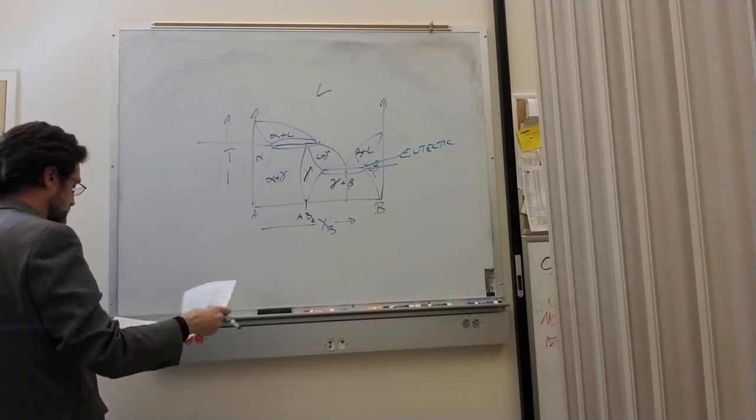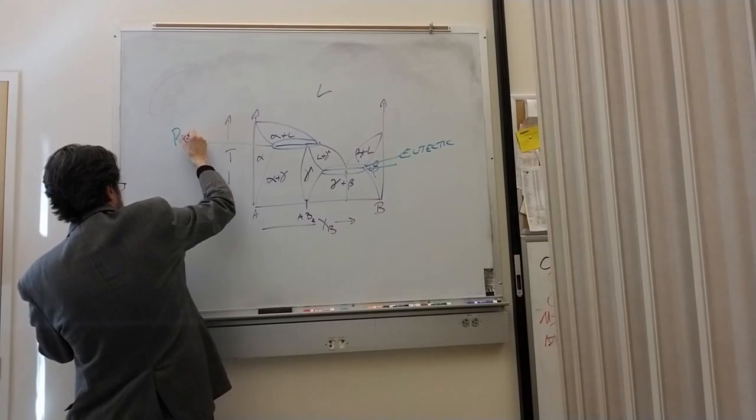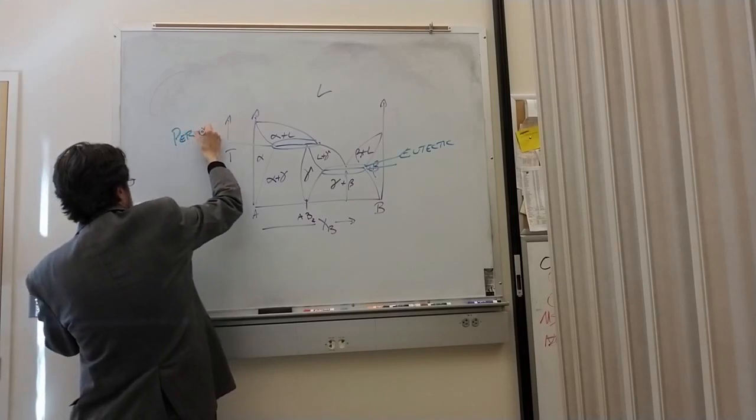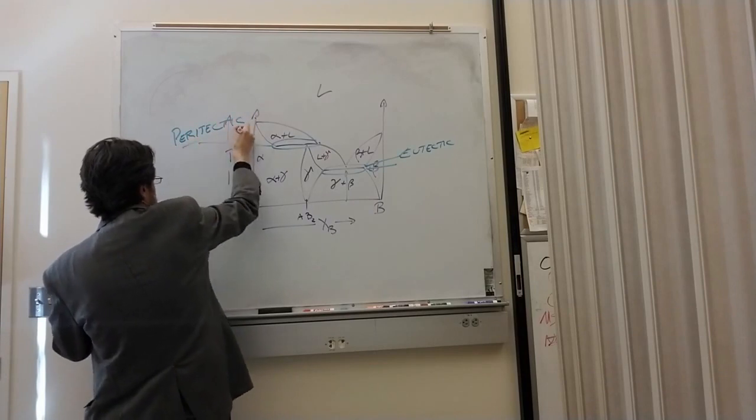I want to make sure I spell this right. Peritectic. That's a peritectic. And there's a peritectic temperature. It's a horizontal line that's associated with it.